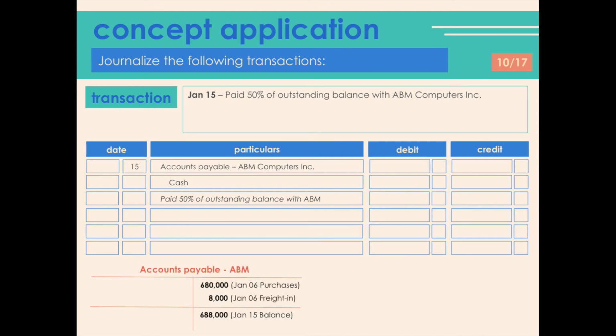Let's use a T account to analyze the movements in the company's payables. Reviewing all the transactions to date, we see that the only transaction relating to ABM Computers until today was the purchase made on January 6. There is a credit of 680,000 pesos for the purchases and another 8,000 peso credit for the freight in. This gives us a total of 688,000 pesos. Now we can compute for the total amount of partial payment. 688,000 pesos times 50% gives us 344,000. And now we add this payment to our T account to update our monitoring.